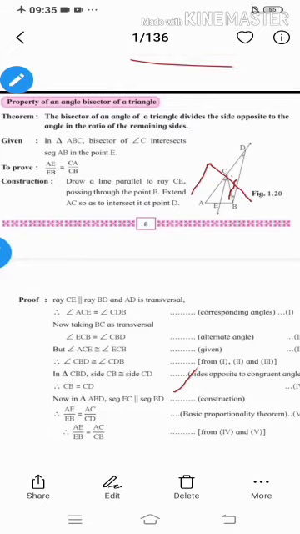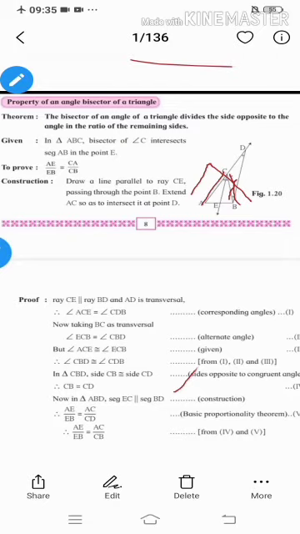What is to be proved? AE upon EB is equal to CA upon CB. We have to prove that.